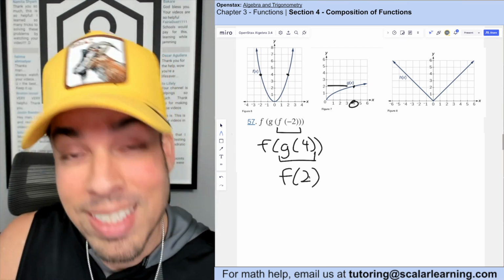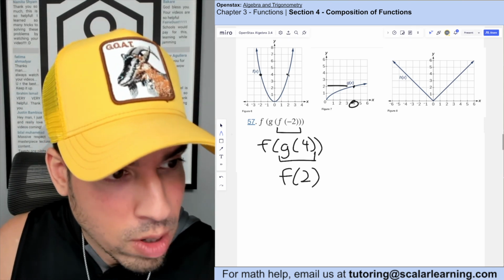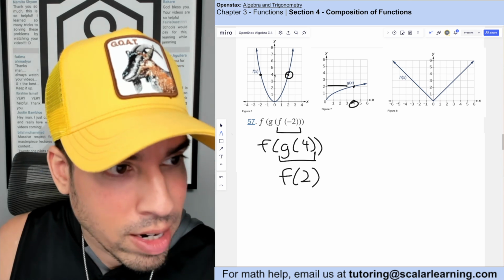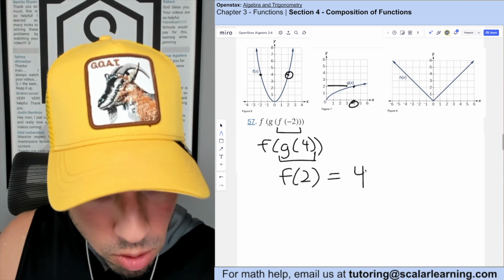So now we're finding f of 2. We come back to this graph. Check it out. Here's 2. Here's f of 2, right? And what is the function value at that point? It is 4. So 4 is the winner.